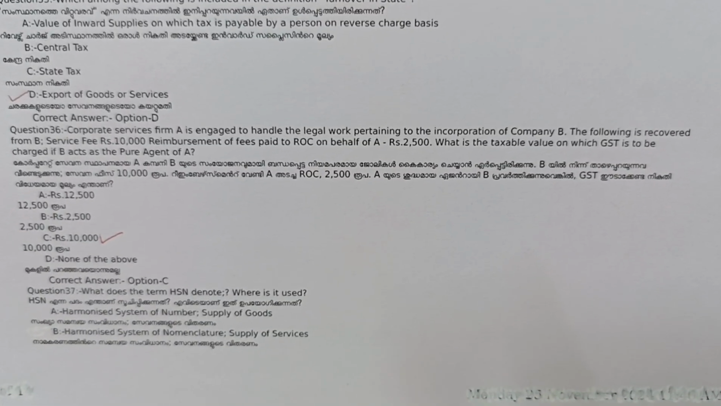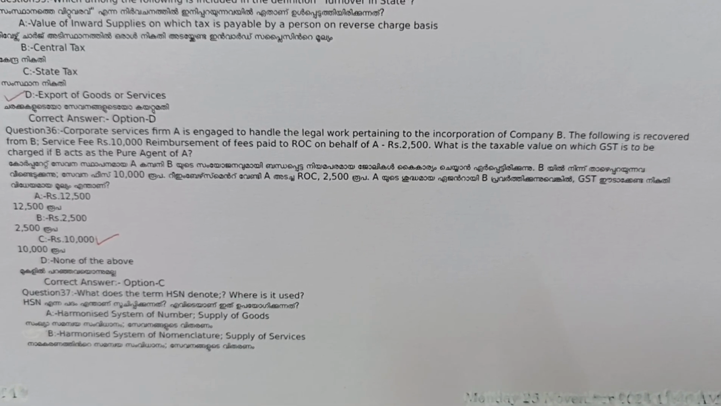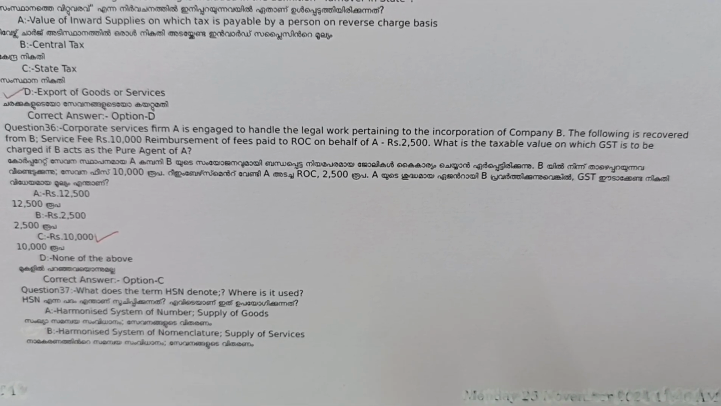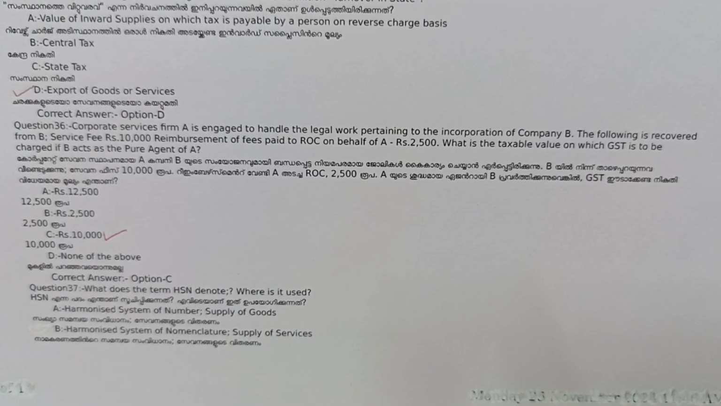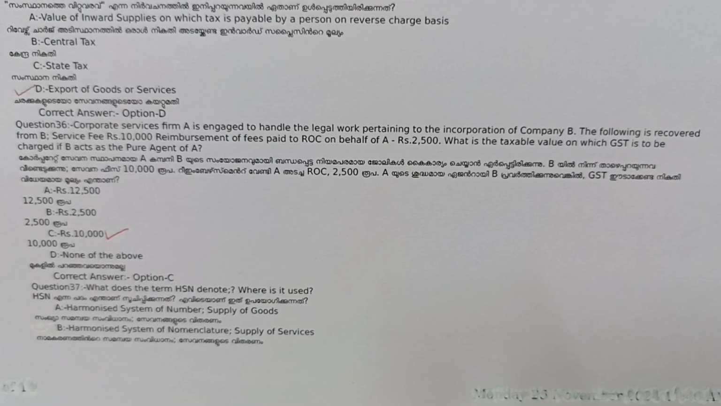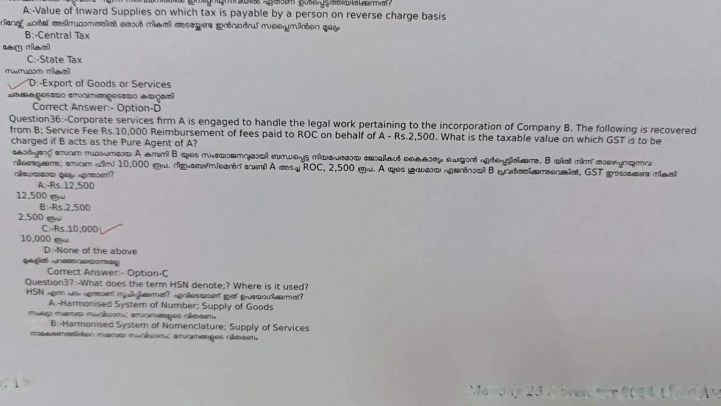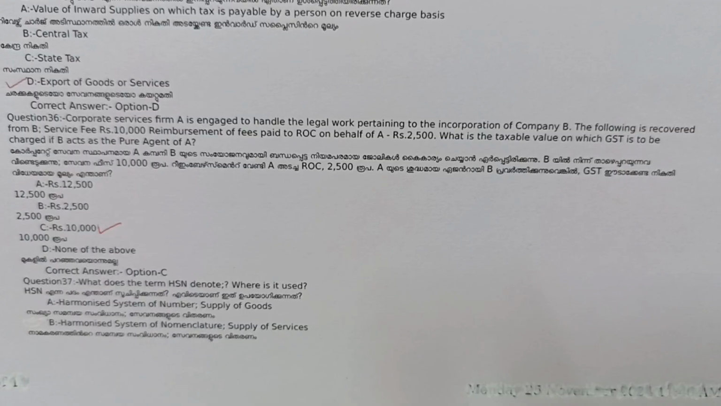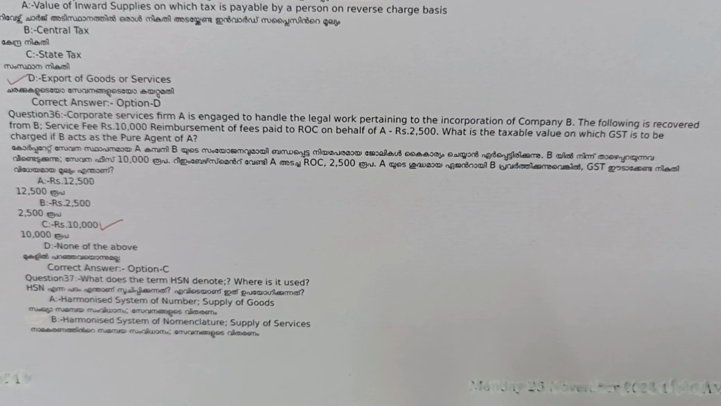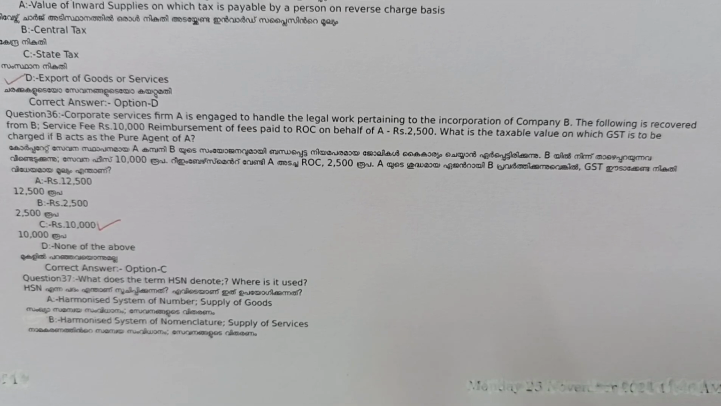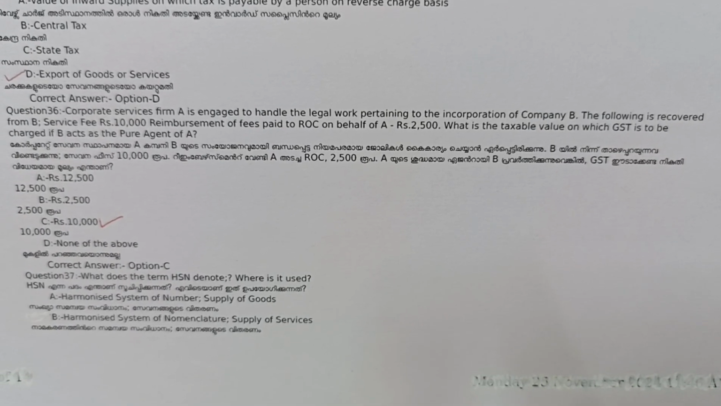Question number 36. Corporate services from A is engaged to handle the legal work pertaining to the incorporation of company B. The following is recovered from B. Service fee rupees 10,000. Reimbursement of fee paid to ROC on behalf of A rupees 2,500. What is the taxable value on which GST is to be charged if B acts as the pure agent of A? Answer, 10,000.